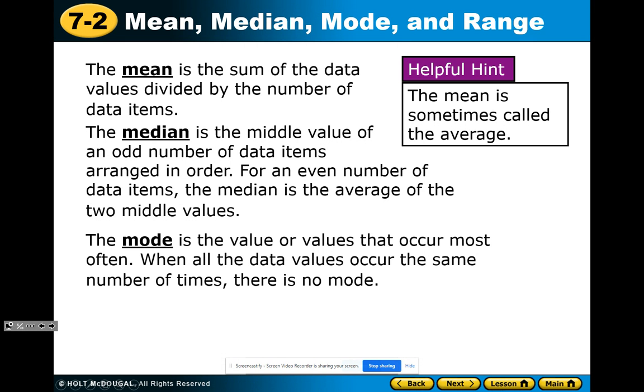Then, with the mode. Mode is the value or values that occur most often. So we have all the ages in here. If 13 appears 3 times and 12 appears 3 times, they both appear the same amount of times, so they can both be the mode. Now, if 13 appears 3 times and 12 appears 4 times, is 13 a mode anymore? No. It did appear more than once, but 12 appeared the most. So if 2 have the same amount of appearances, they can both be the mode.